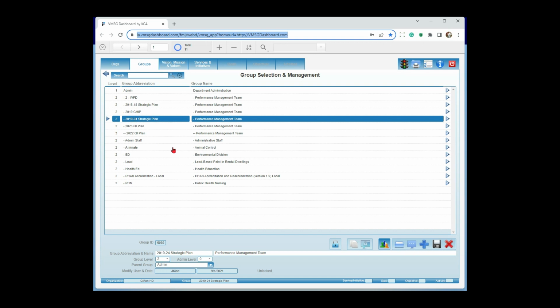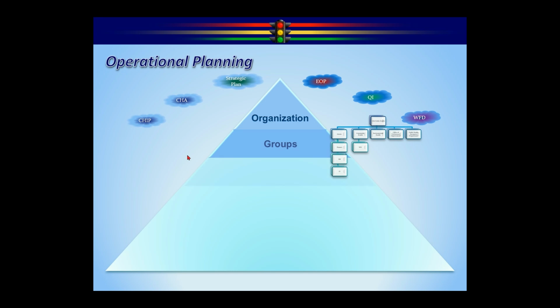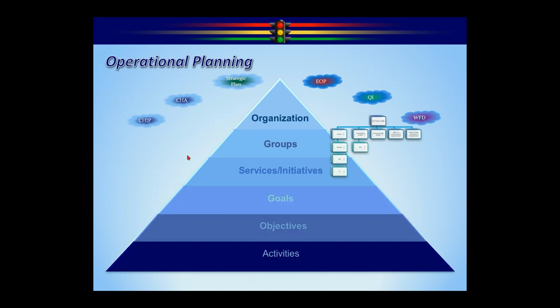We'll get into the VMSG Public. Now back to the pyramid. Underneath the groups, each group has a set of services or initiatives. Services, again, being the things that you're doing now, like WIC is a service that you're providing. Initiatives are those things you want to do in the future. And we're going to use, again, that example of a tobacco cessation initiative. Underneath that, you have a set of goals, which have a set of SMART objectives, which have a set of activities. And then looking down at the plan, again, the Tobacco 2023 group, tobacco cessation.